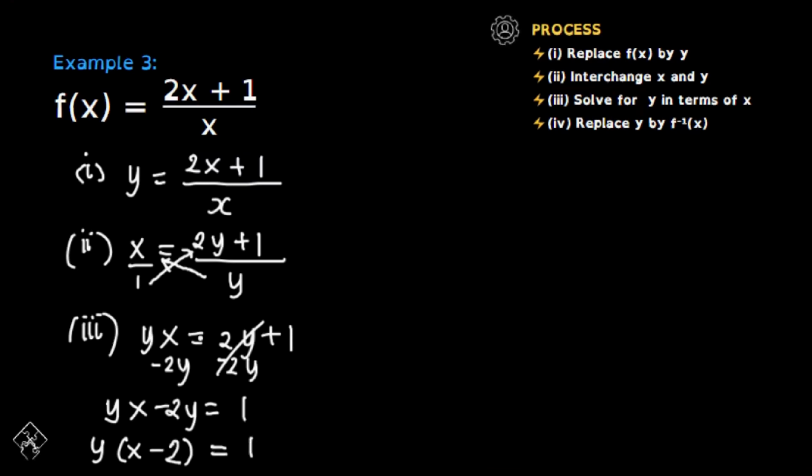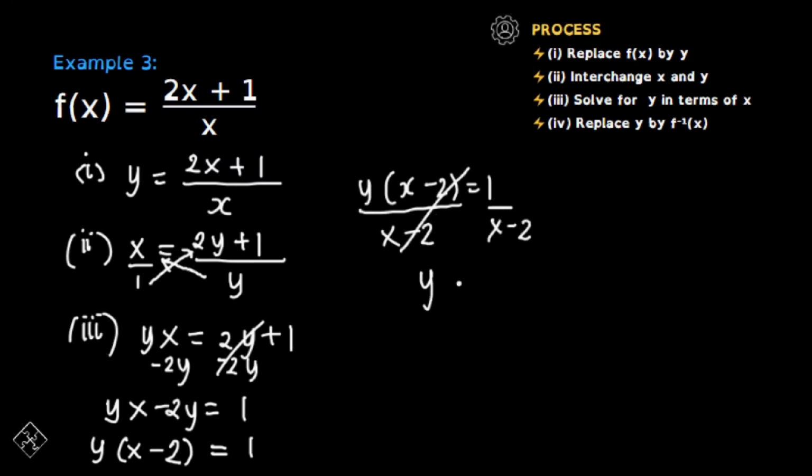So, we're not done yet. Kailangan natin i-solve si y. So, isulat ko muna yan dito. Y times x minus 2 equals 1. Para ma-isolate natin si y dito, we will divide both sides by x minus 2. Then we cancel this out. Then the remaining would be y equals 1 over x minus 2.